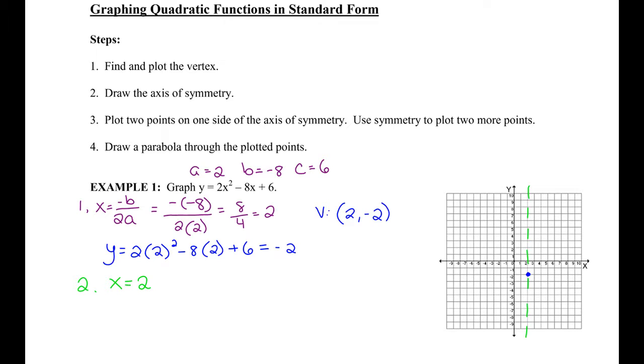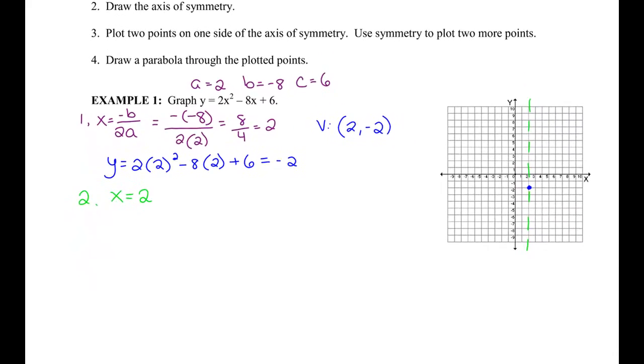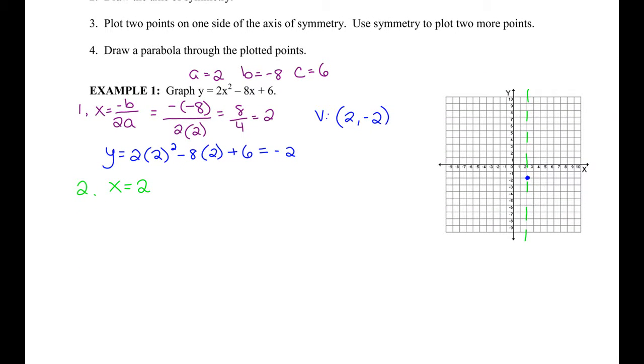Step 3 is for us to plot 2 points on one side of the axis of symmetry, and then use symmetry to plot 2 more points, or as we had stated in our steps above, we are going to create a table. So you want 5 values total. And in the middle of the table, you are going to put your vertex, so the point 2, negative 2. Then I want to pick 2 x values to the left of that point, so 1 and 0, and 2 to the right, which would be 3 and 4.